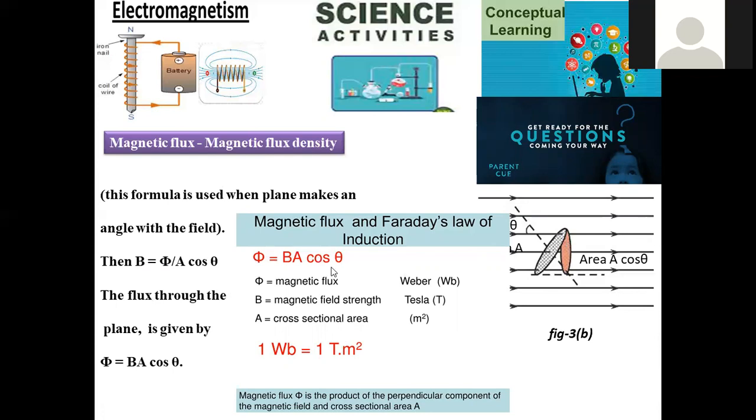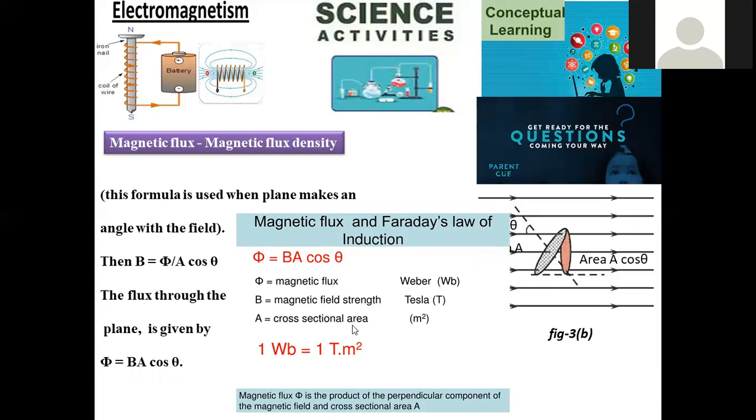Let us define the individual parameters mentioned in this equation. Phi is the magnetic flux, measured in Webers. And B is the magnetic field strength, measured in Weber per meter squared, otherwise Tesla. So here Weber is the unit of flux and magnetic field strength is measured in Tesla.